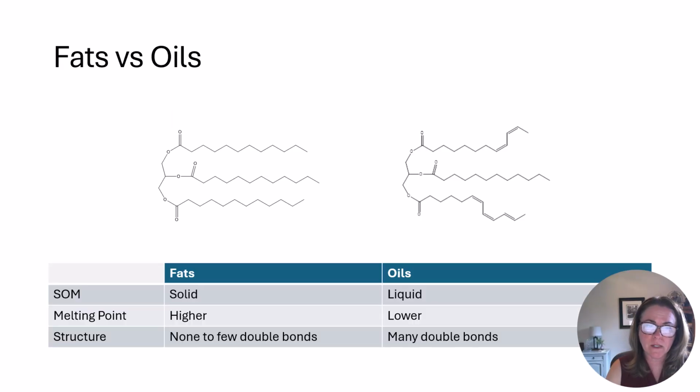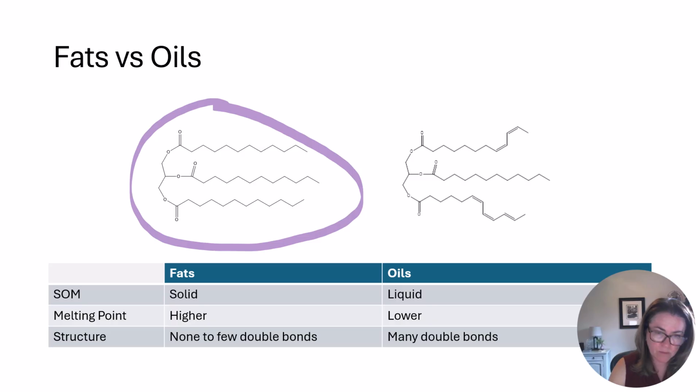Okay, so here is the practical application of this. This is the difference between fats and oils. So fats, shown here, this one circled in purple, that is a fat. Fats tend to be solids at room temperature. Now the reason for this is that all of the chains on that particular triacylglycerol are saturated, right? And so that means that these chains can actually stack on each other.